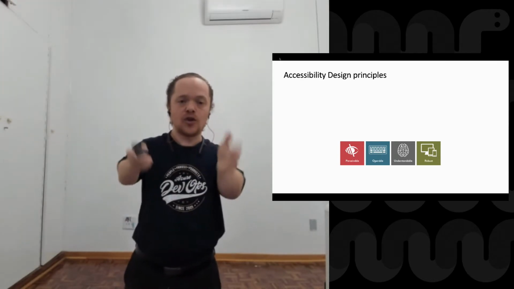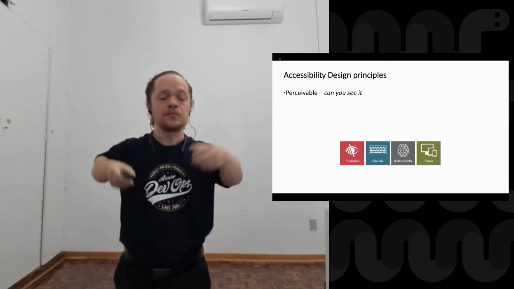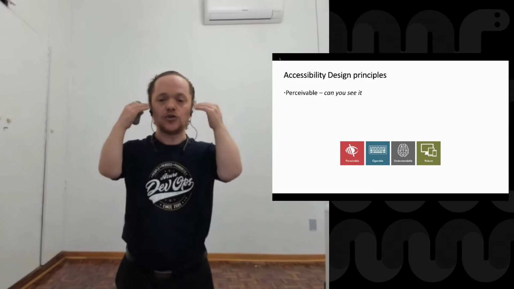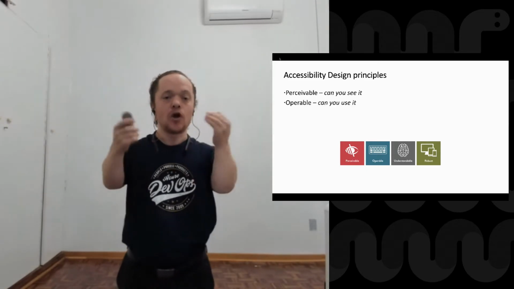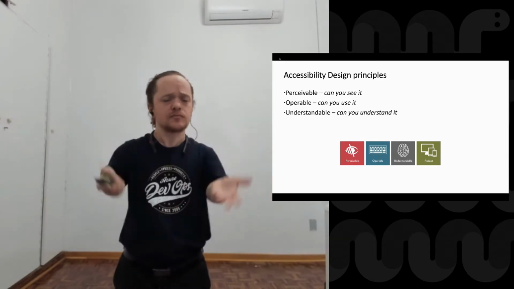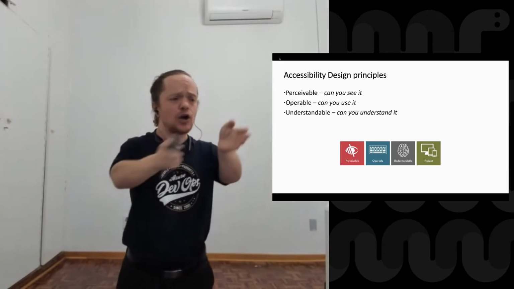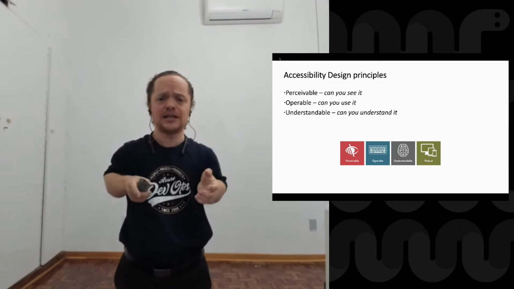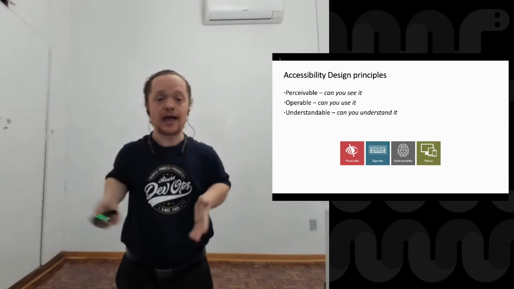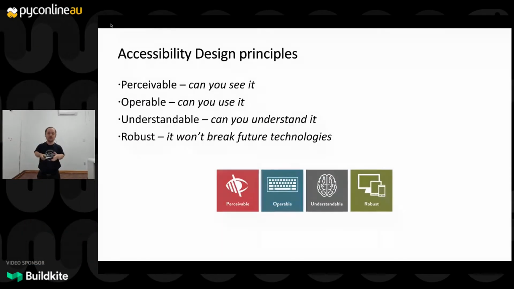So let's also define accessibility with the design principles. Perceivable, can you see it? If you design something accessible, you need to understand, can you see it? Visually impaired people. Operable, can you use it? Using your keyboard, being able to navigate. Understandable, can you understand it? And we've also started to define accessibility as being ADHD, autism spectrum, and other spectrums. Robust, it won't break future technologies.